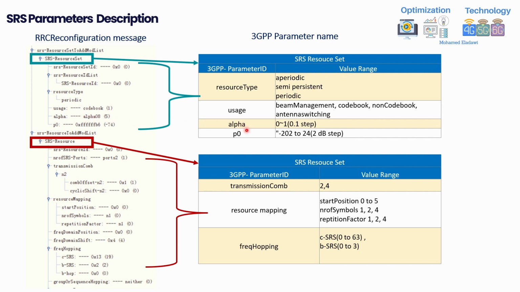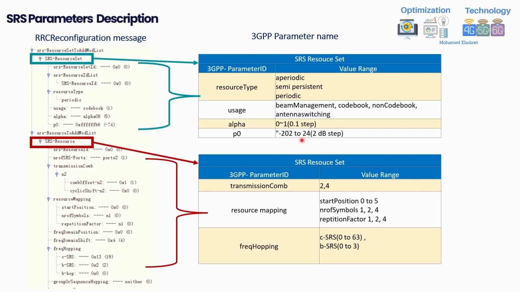Then you have alpha and P0, or B0. Alpha and P0 are both used for power control. Let me give you a brief about it. For P0, whenever you increase the value, this means your uplink power is going to increase, and there is a probability to improve the SRS coverage and the SRS quality or RSRP. And the opposite for reducing the value.